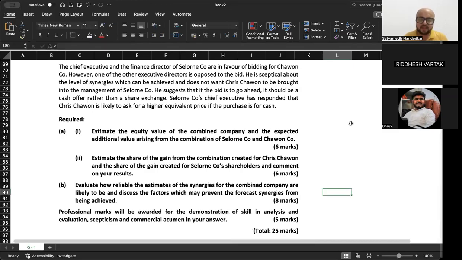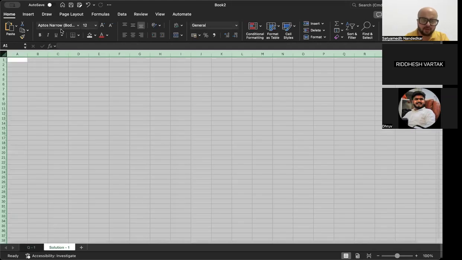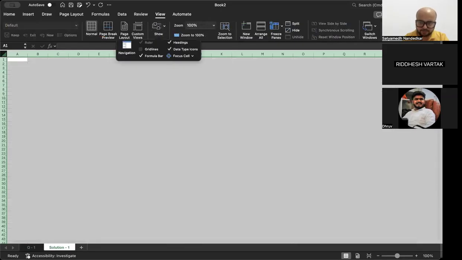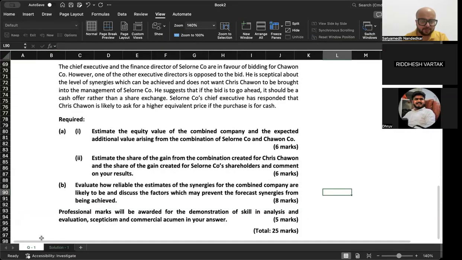Evaluate how reliable the estimates of the synergies for the combined company are likely to be and discuss the factors which may prevent the forecast synergies from being achieved. Okay. Let's try to always read the requirement first, because it gives you an idea of what exactly they want. And once we have that information, then of course we can dig in deeper.